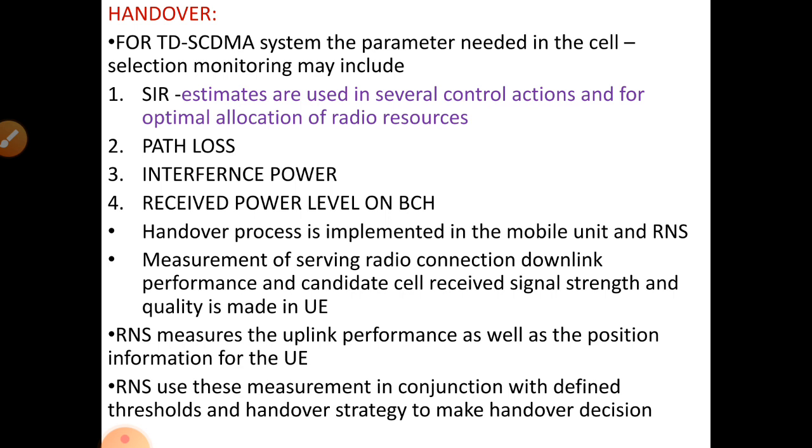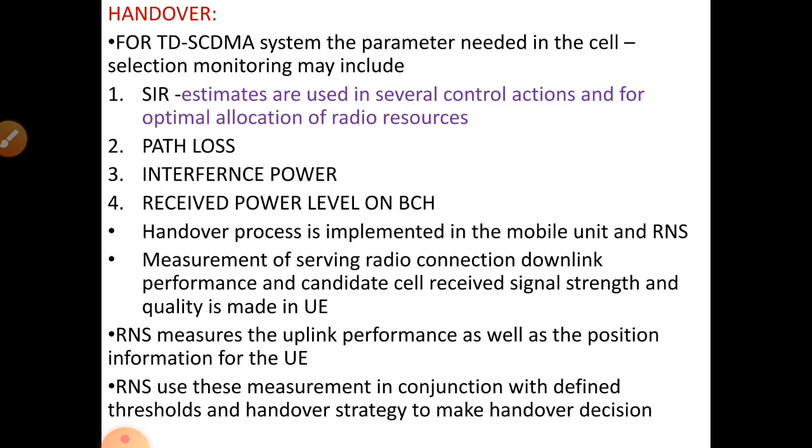First we are going to see the important activities that take place in the user equipment, nothing but the mobile unit. The mobile unit measures the radio connection's downlink performance, as well as the received signal strength and the quality of the signals. These types of activity are measured by the mobile unit, nothing but the user equipment.